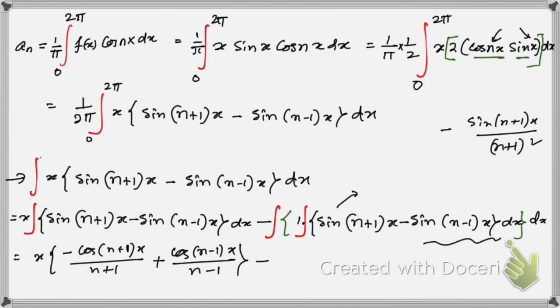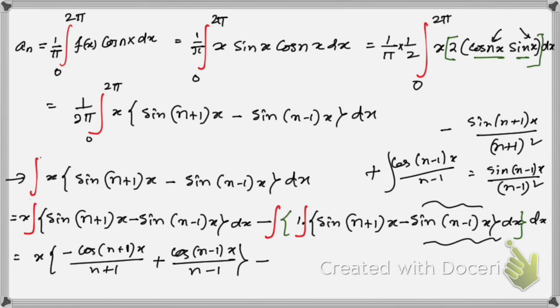So here you can see, if you integrate this part first, then you should get this minus. And if you integrate sine, then you should get minus cos, so that's going to be plus cos (n minus 1)x by (n minus 1), right? And there is another integration symbol, so if you integrate this one again, then you should get sine (n minus 1)x by (n minus 1) whole square, right?